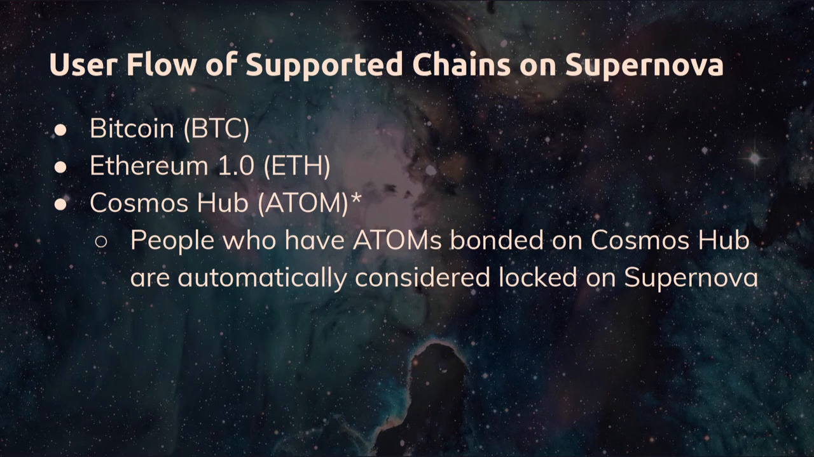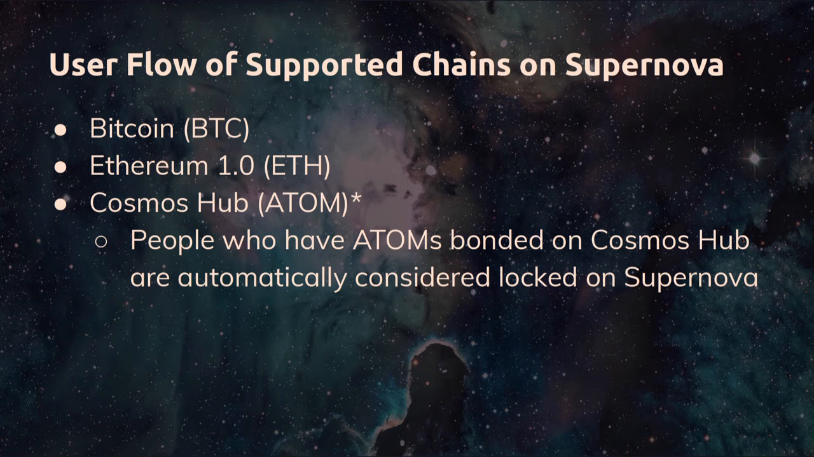So to illustrate, we'll go through the user flow of the supported chains on Supernova. Initially, Supernova will support the Bitcoin chain, the ETH 1.0 chain, and the Cosmos Hub. Meaning, if you are a token holder of any of those chains, you will be able to participate in Supernova. The user flow of a Bitcoin holder would be, you hold Bitcoin, and you want to lock it up on the Supernova chain.